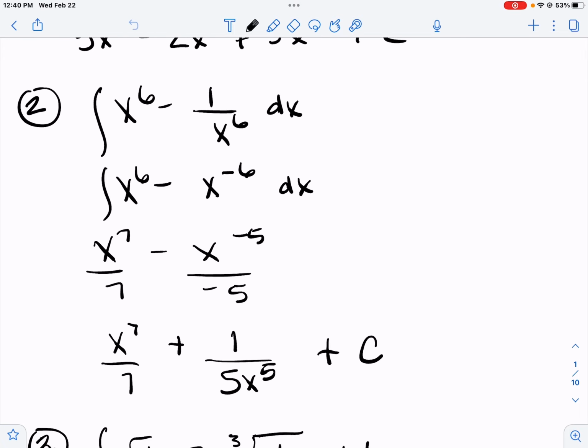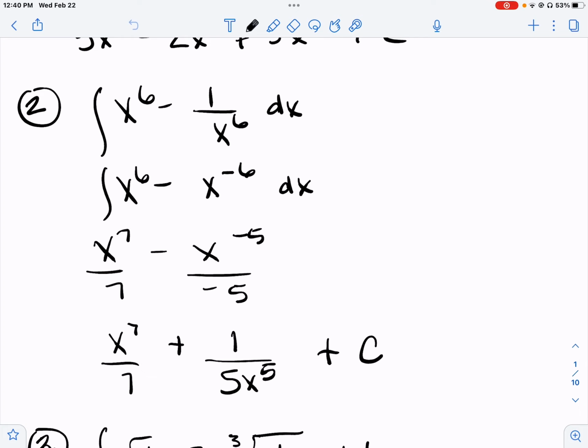Number 2, the first thing we need to do is rewrite the x to the 6th on the bottom as x to the negative 6. Okay, now we're ready to integrate. Add 1 and divide, so x^7 over 7. Negative 6 plus 1 is negative 5, so I get x^-5 over negative 5.